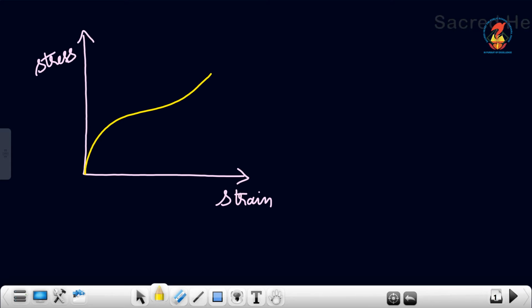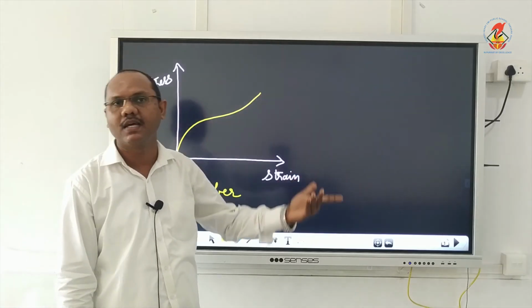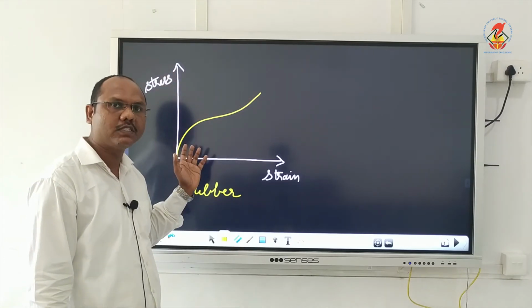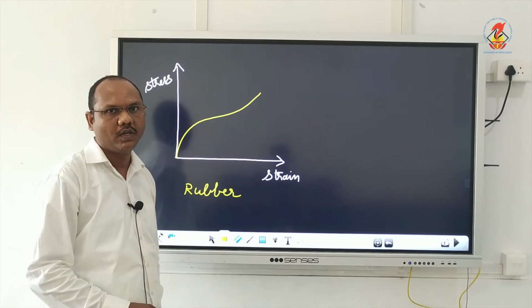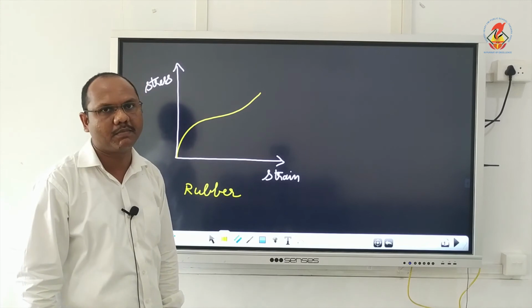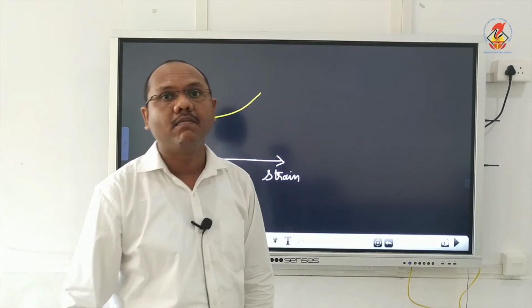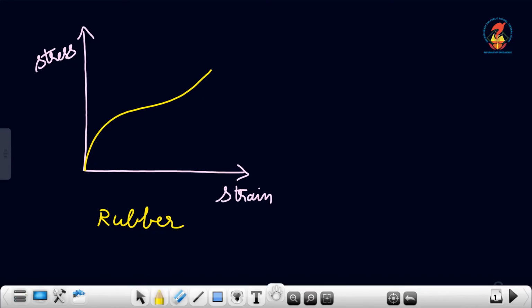This is the graph for rubber. They may ask you to draw the stress strain graph for rubber. This is the stress strain graph for rubber. You can see this is also a curved line. Sorry, it comes back to the original position when the stress is removed, but it never obeys Hooke's law. So this is the graph for the rubber. Such kinds of materials are called elastomers. Now, what is elastic hysteresis?